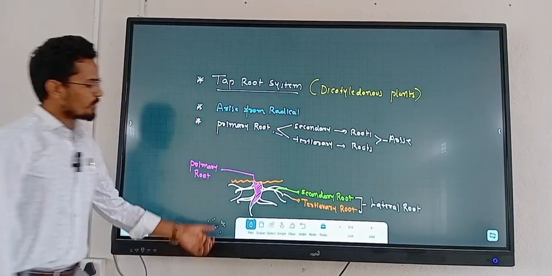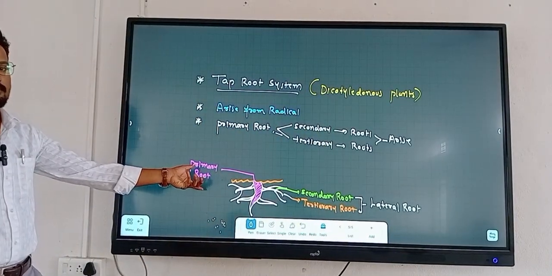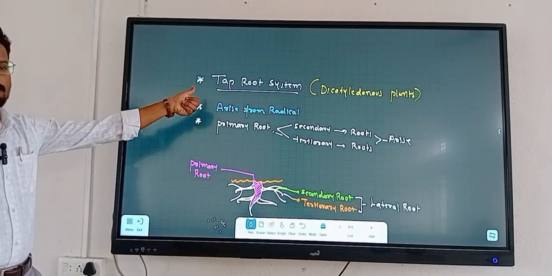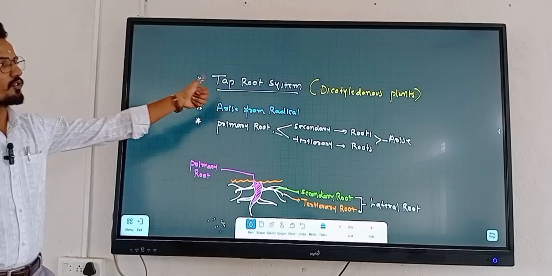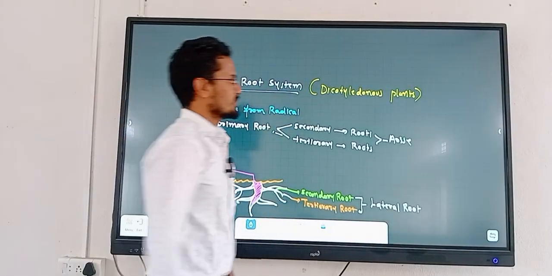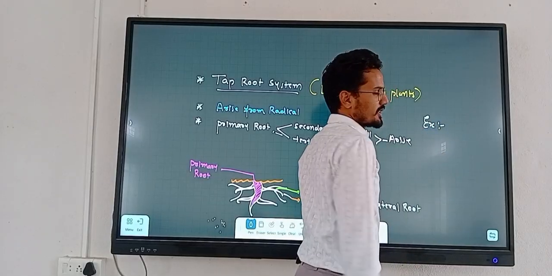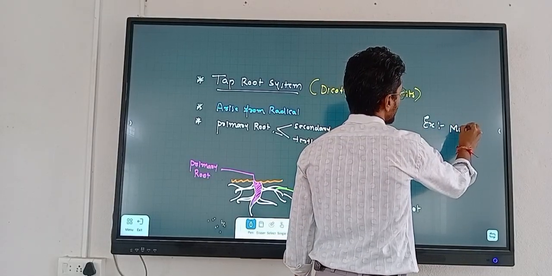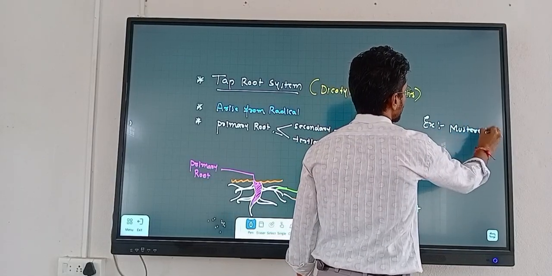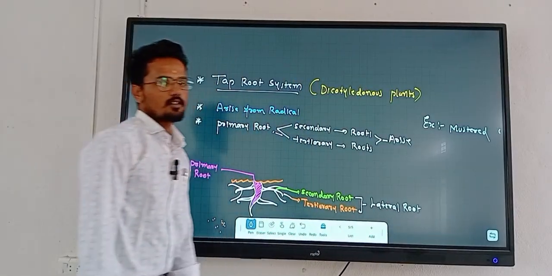This type of root system is called a taproot system. It is usually found in dicotyledons. For example, in your NCERT they have mentioned with a picture, that is mustard.